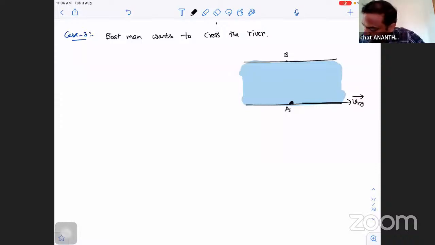Suppose he is rowing his boat perpendicular to the river. Will he reach the B point or not? See, he is rowing his boat perpendicular to the river. Please wait, we will discuss all the things. As he is rowing his boat perpendicular to the river to reach the B point, the boatman feels that he will reach the B point.